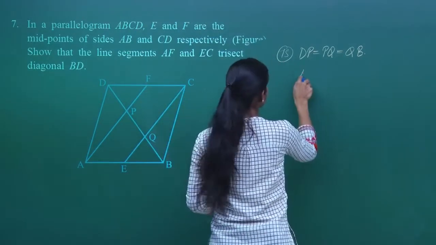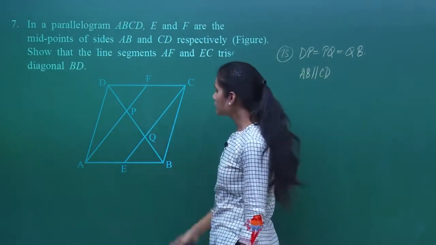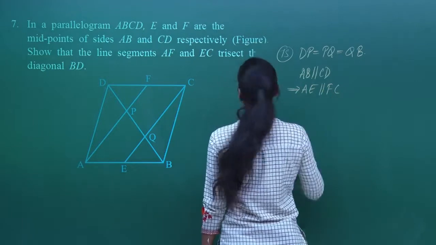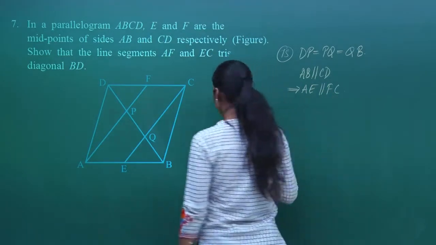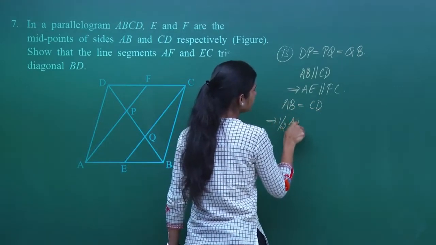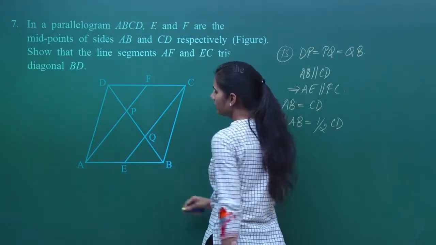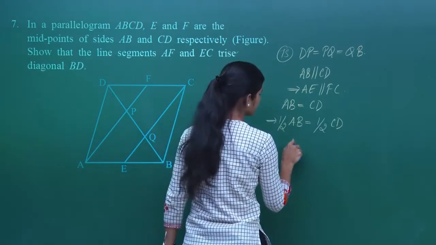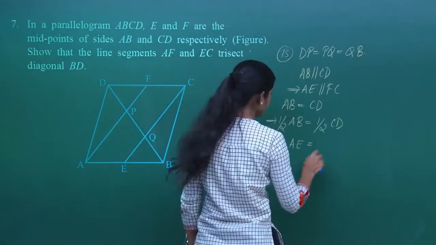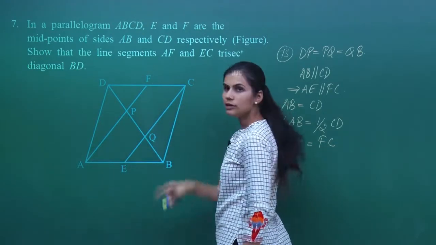AB is parallel to CD, and therefore any part of AB is parallel to any part of CD. So I have AE is parallel to FC. Also, in a parallelogram, opposite sides are of equal measure. So I know that AB's measure is the same as CD's measure. This implies half of AB's measure is equal to half of CD's measure. Because E is the midpoint of AB, half of AB is AE, and F is the midpoint of CD, so half of CD is FC. So I have got AE is parallel to FC and AE is equal to FC.